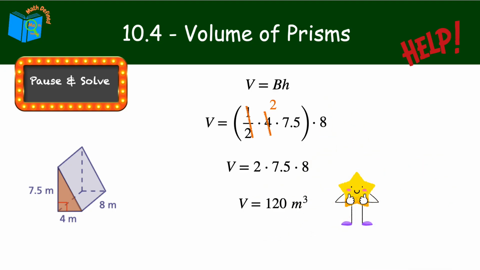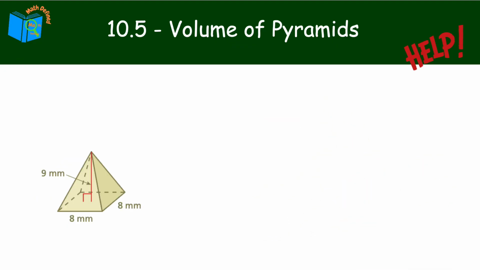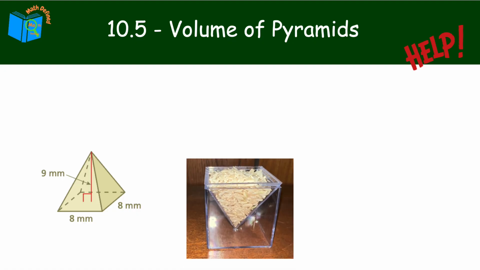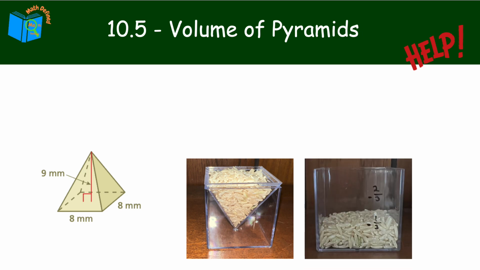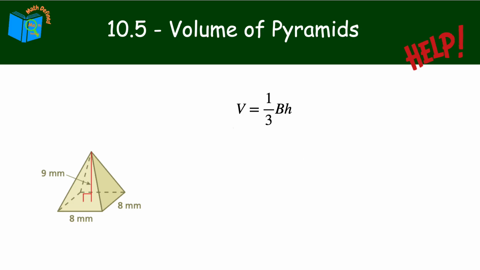Nice work. Next up is volume of pyramids. The volume is the same as with prisms, but with one big difference. The volume of a pyramid is 1/3 the volume of a prism. So the formula is 1/3 times the area of the base times the height of the pyramid. That 1/3 is the key difference between pyramids and prisms.